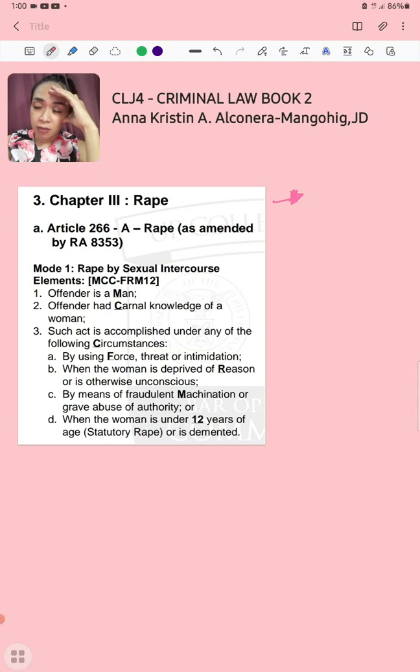What is the effect of the reclassification of this crime? Well, the penalty is different and the attached liability, the effects would be different, in certain cases. So there are two modes of committing rape: rape by sexual intercourse and rape through sexual assault. We will discuss rape through sexual intercourse first. So that is Article 266-A.